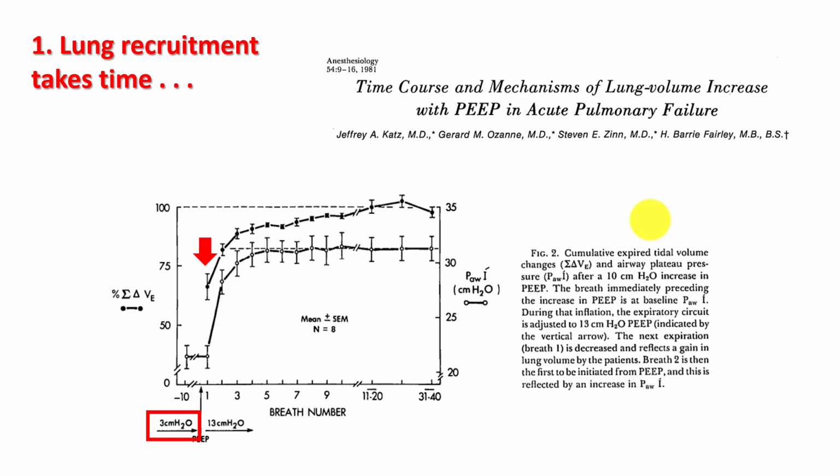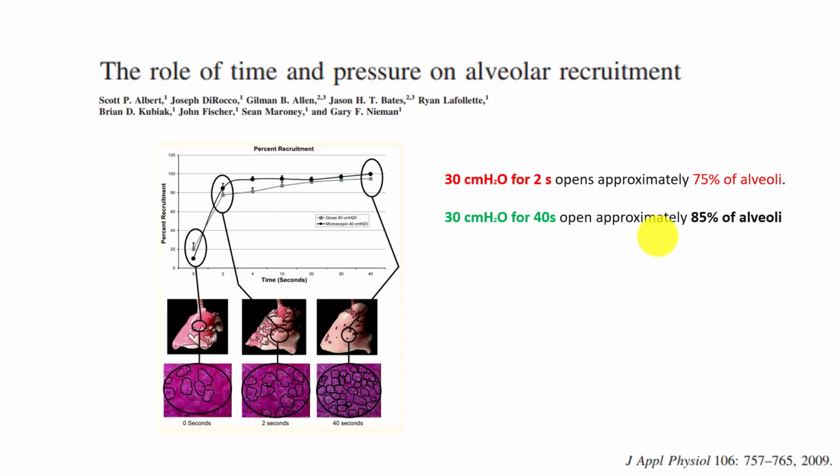In this study by Cadds, they increased the PEEP from 3 to 13 centimeters of water, and they found that it takes at least 11 minutes for full recruitment to happen. In another study, a 30 centimeter of water pressure for 2 seconds can open up to 75% of the alveoli, while increasing the time to 40 seconds can increase this percentage to 85%. So you can see that it takes quite a long time before the recruitment happens. So it is optimal to wait for at least 2 to 3 minutes before changing your PEEP.